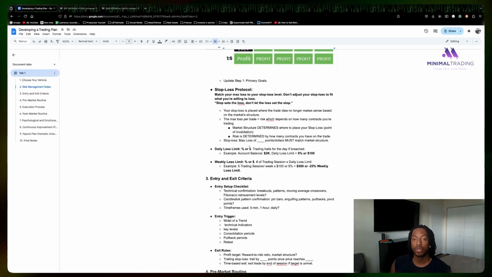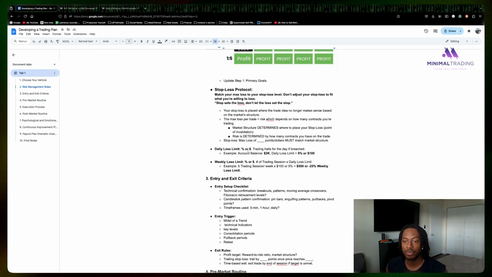So for a quick overview, stop sets the loss. Don't let the loss set the stop. So make sure your stop loss is determined by market structure and apply the correct amount of contracts so your risk is aligned with market structure to respect your max loss per trade.